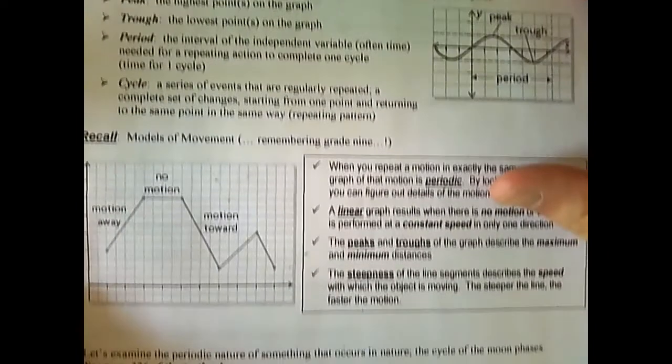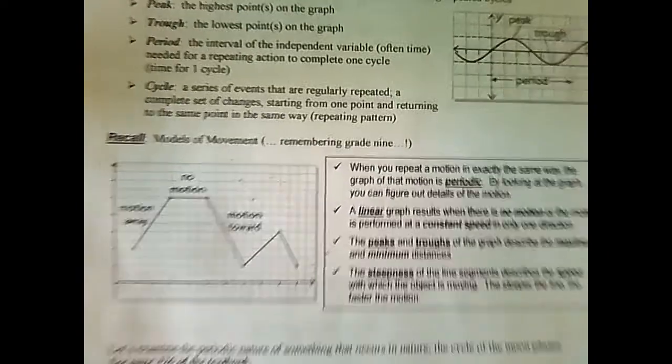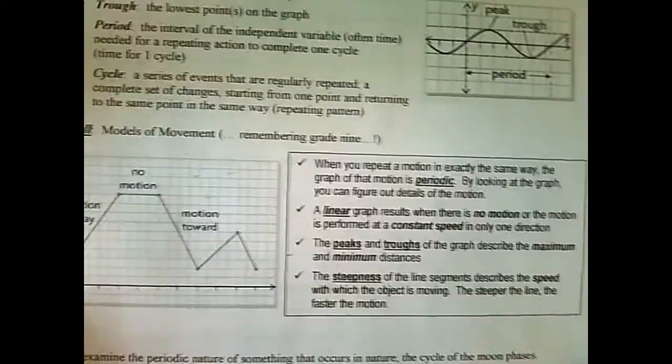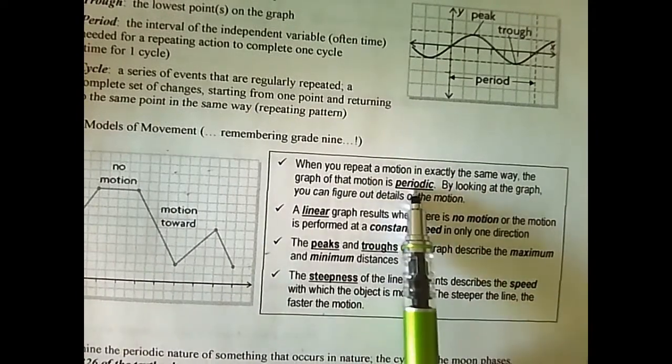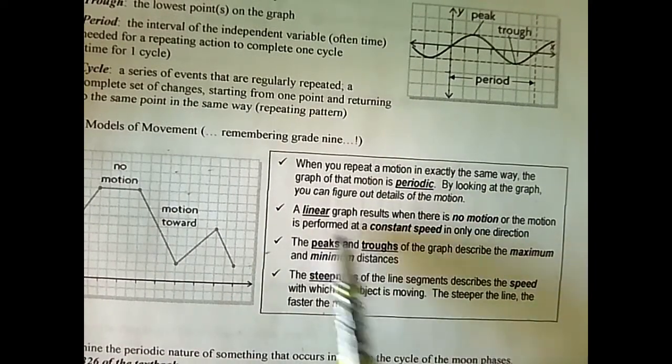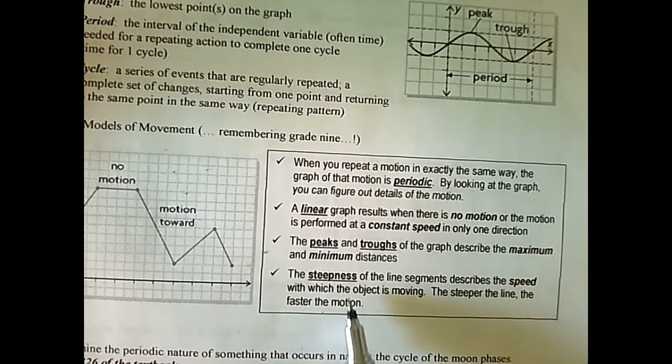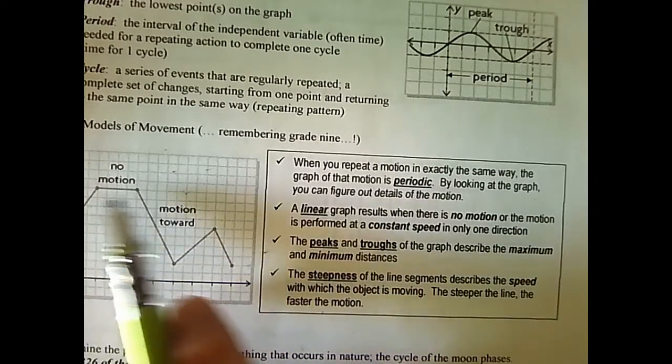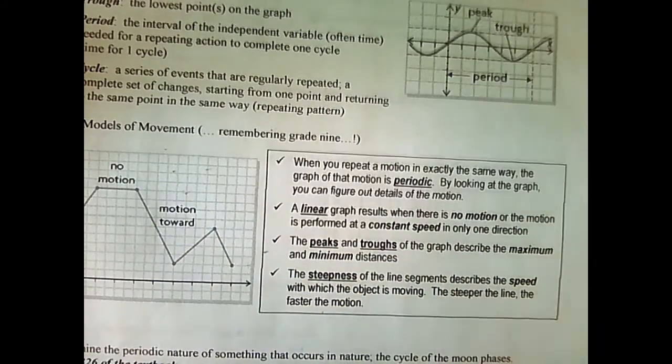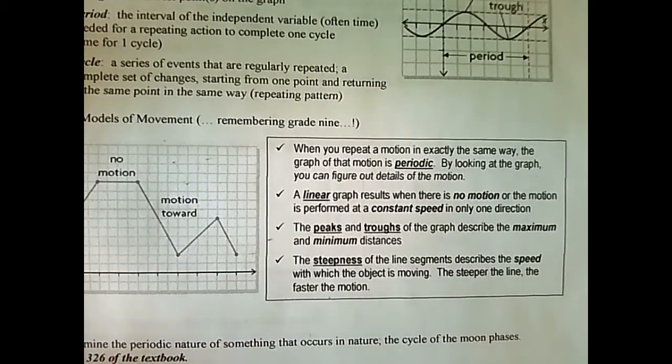This next part just goes over what we did before about distance time graphs and some parts about the graph, like what is considered periodic. And when we had no motion, it was linear. We have peaks and troughs, and the slope of a line would tell us the steepness for these line segments, which would also be the speed here. We've seen these kinds of things before, and you can read over this if you just want to review distance time graphs.